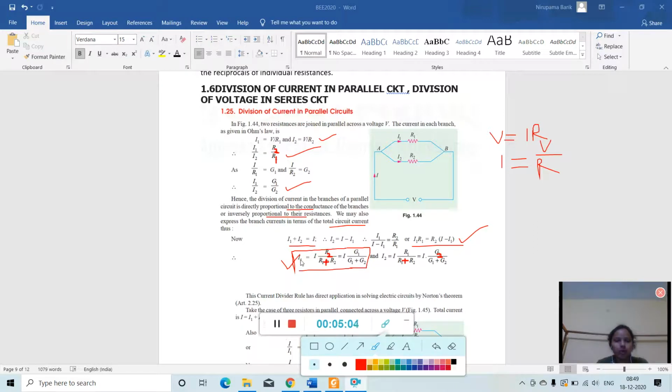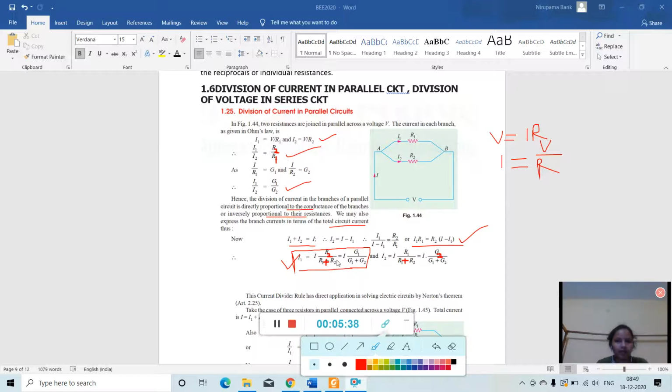So what you found is that I1, which is the current through the branch R1, is equal to total current I into opposite resistance. So if we are finding current through the resistance R1, then its opposite resistance is what? R2. So total current into opposite resistance divided by sum of all resistances. Sum of all resistances means here we have two resistances R1 and R2. That's why I into opposite resistance R2 divided by sum of all resistances, that is R1 plus R2.